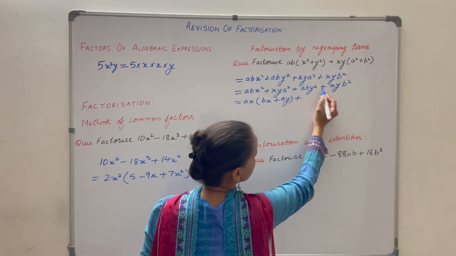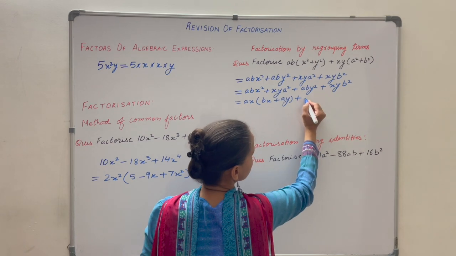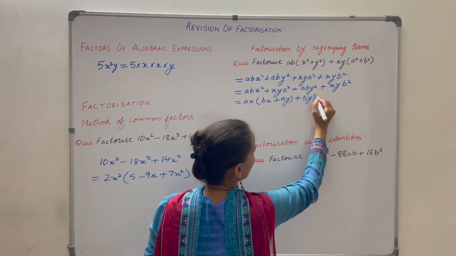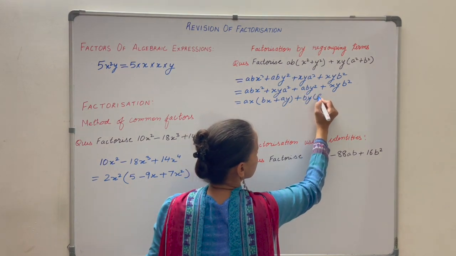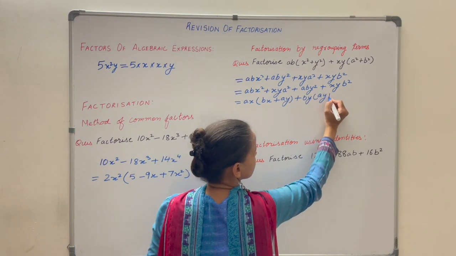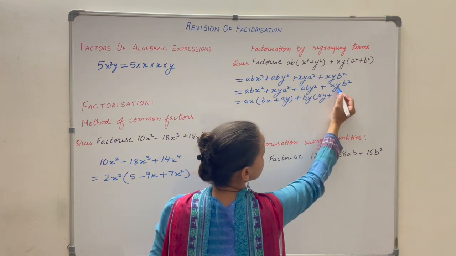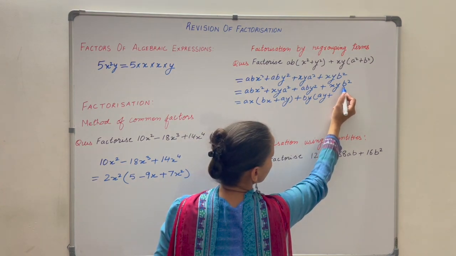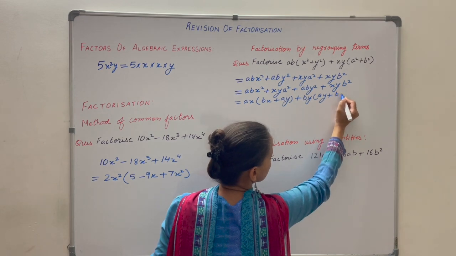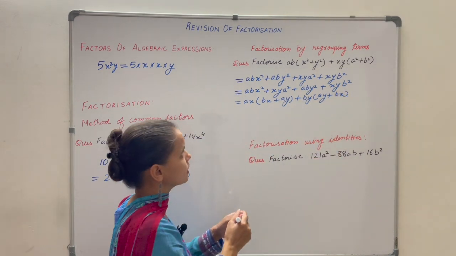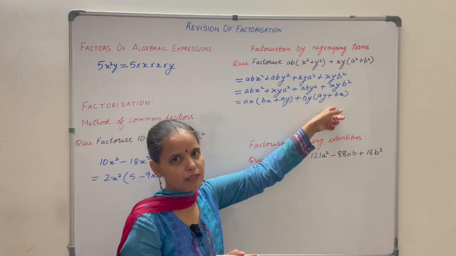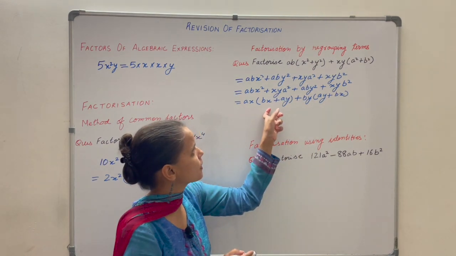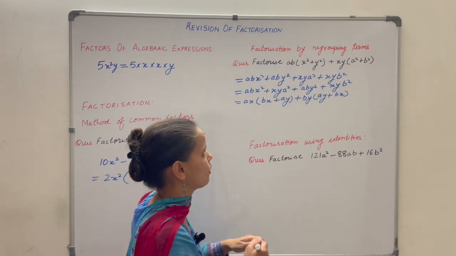From these two terms, you can take y and b common. So by I am taking common. So by you have already taken common. So what is left here? ay. And plus is here. So I'm going to put plus. And here by you have already taken common. So what is left here? bx. So now you can see from these two terms, ay plus bx can be taken common. So I am going to take bx plus ay common now.